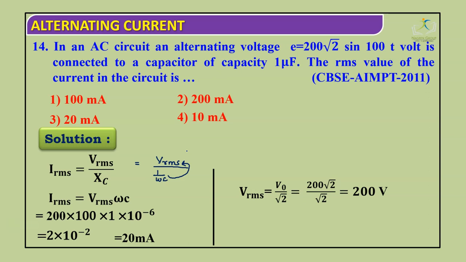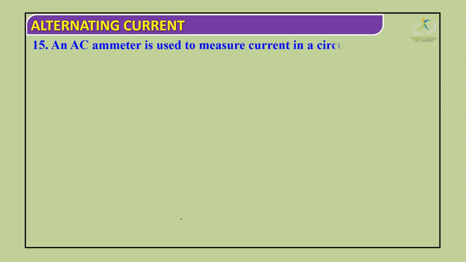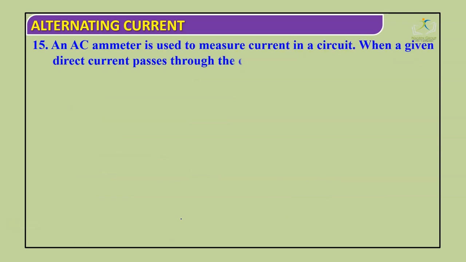So that becomes 200√2 by √2. This will be 200 volt. So X_C is equal to 1 by omega C. From that, we can calculate the different values. But the question is that we have to calculate the RMS value of the current, which we calculated earlier, that is 20 milliampere.